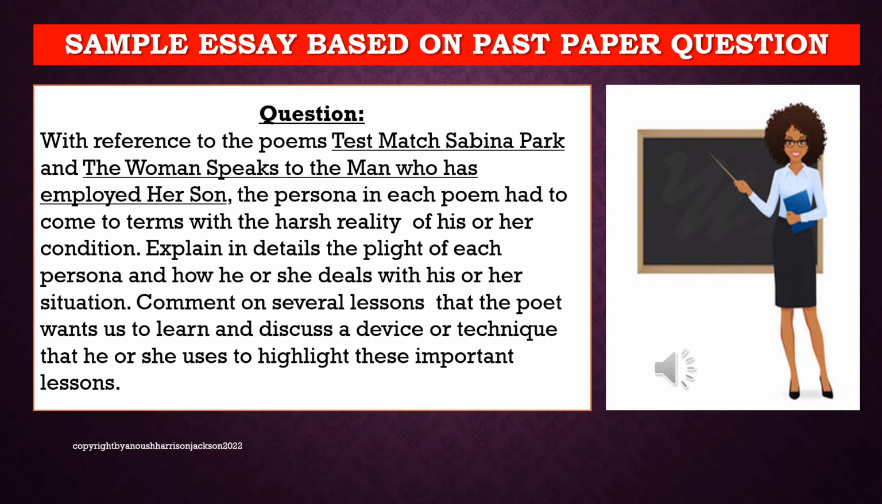Essay based on a past paper question. The question reads: with reference to the poems Test Match Sabina Park and The Woman Speaks to the Man Who Has Employed Her Son, the persona in each poem had to come to terms with the harsh reality of his or her condition. Explain in detail the plight of each persona and how he or she deals with his or her condition or situation. Comment on several lessons that the poet wants us to learn and discuss a device or technique that he or she uses to highlight these important lessons.